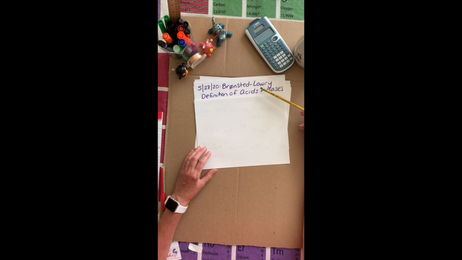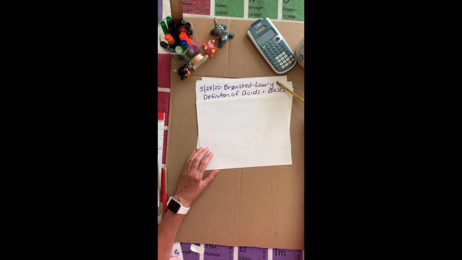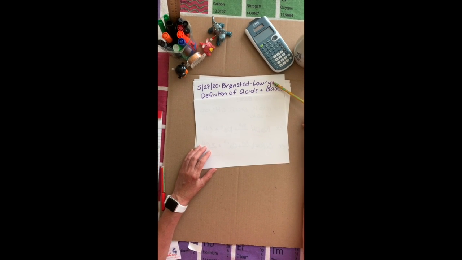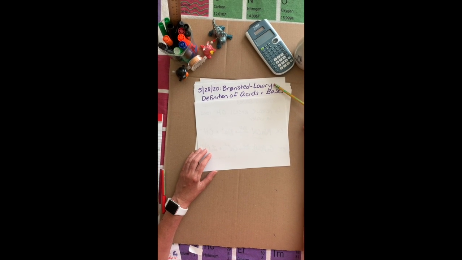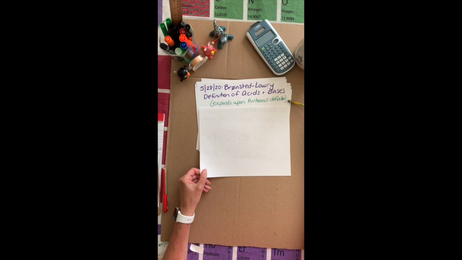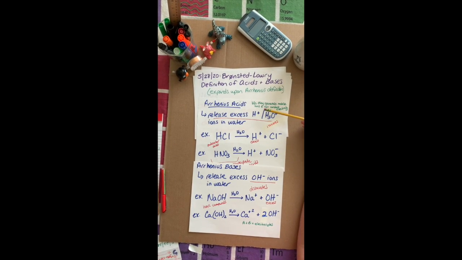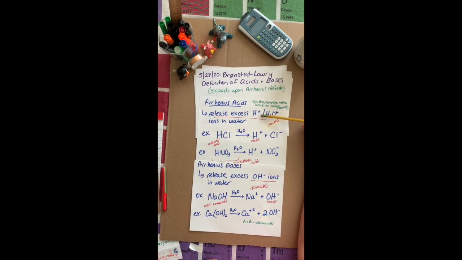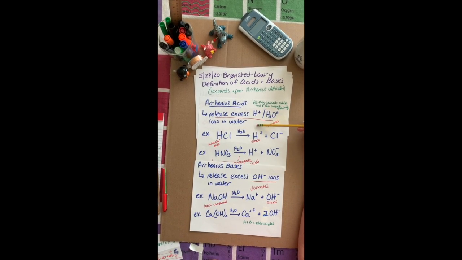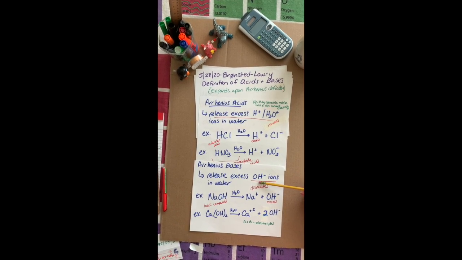Hello everybody, it is May 28th and we are going to wrap up our acid and base unit talking about Bronsted-Lowry acids and bases and talking about titrations. The Bronsted-Lowry acid-base definition expands upon the Arrhenius definition. As a quick reminder, Arrhenius acids release excess hydrogen or hydronium ions in water, and Arrhenius bases release excess hydroxide ions in water.